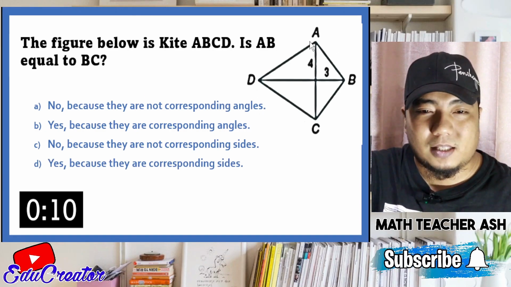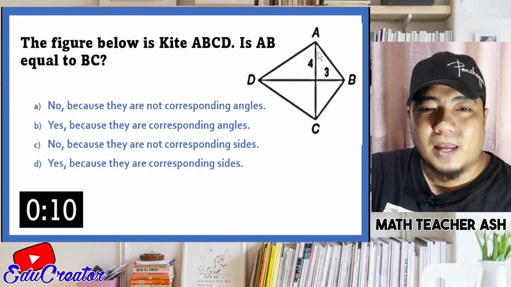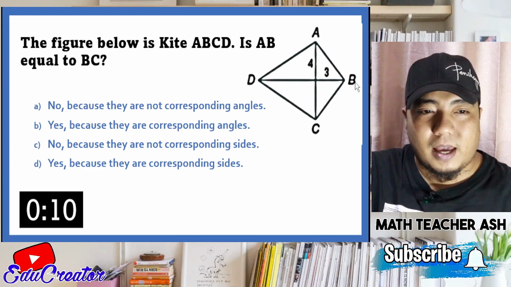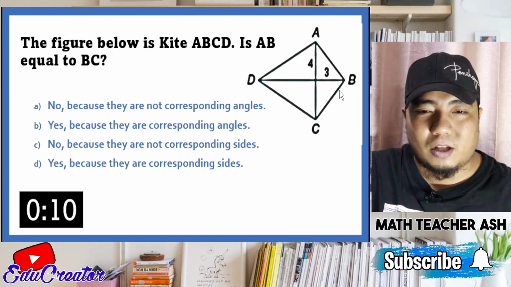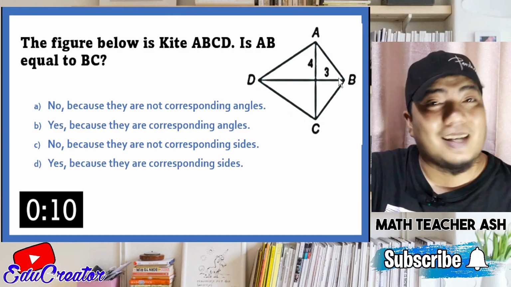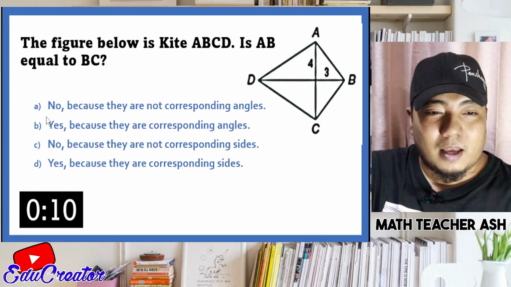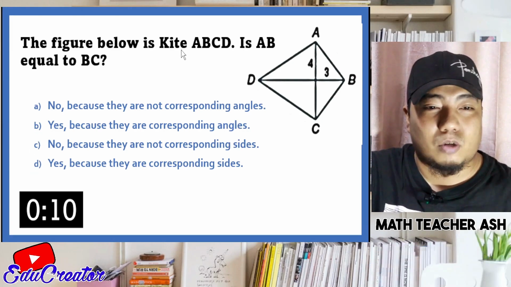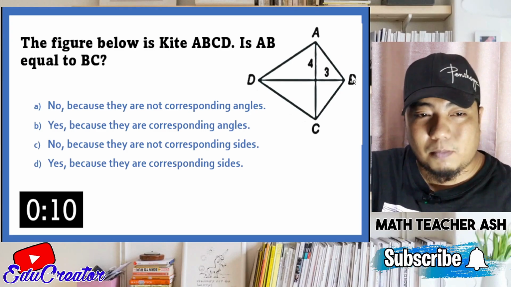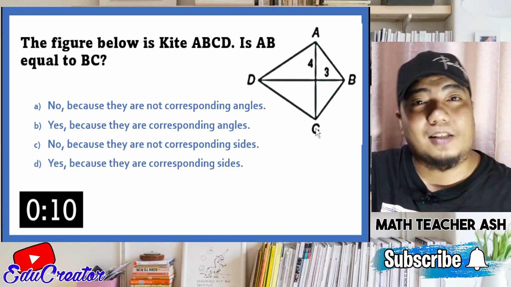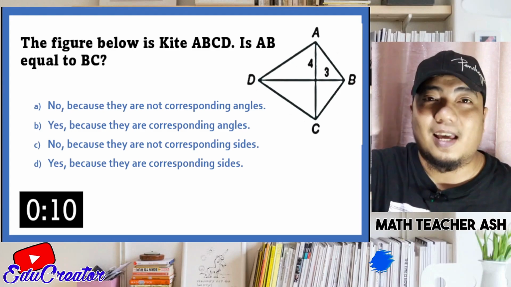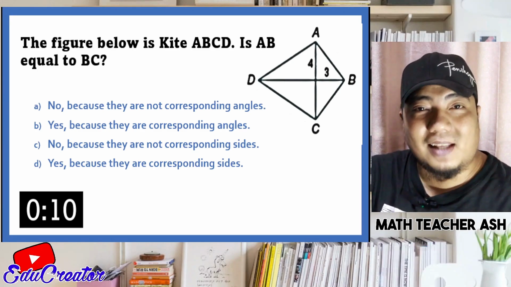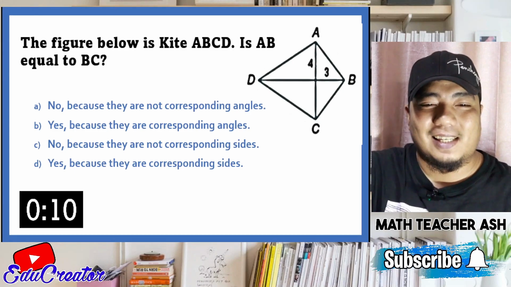So, basically, this is the kite, ABCD. And then we have line segment AB or side AB, and side BC. So basically, it talks about the sides. Therefore, A and B are wrong, so we only have C and D. The question is, is AB equal to BC? The correct answer is, of course, yes, they are equal with each other. So our final answer here is letter D.